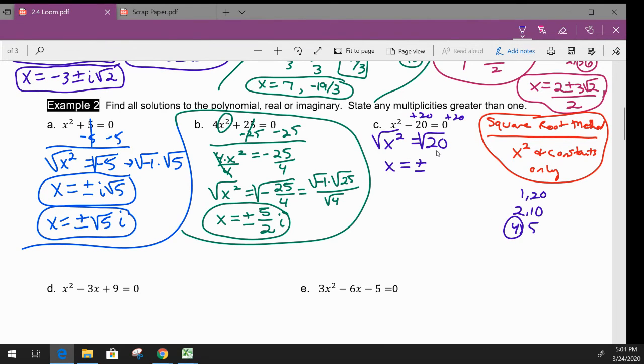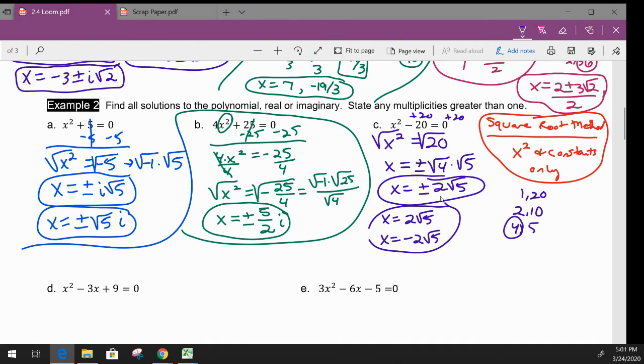So we're going to factor the square root of 20 into the square root of 4 and the square root of 5. The square root of 4 then becomes 2. The square root of 5 cannot be simplified. So now we have our answer. Keep in mind, though, this does represent two solutions. x equals the positive 2 square root of 5 and x equals the negative 2 square root of 5. So those are actually two solutions even though we put that plus minus sign in front. Keep in mind there are two solutions represented there.